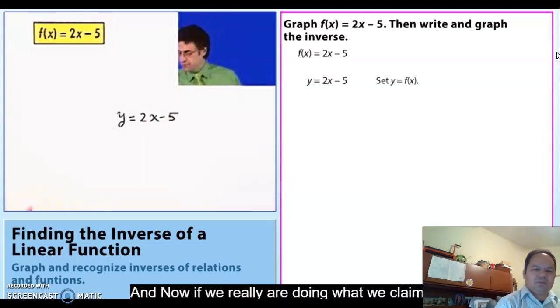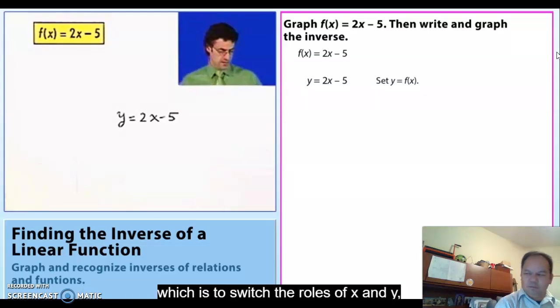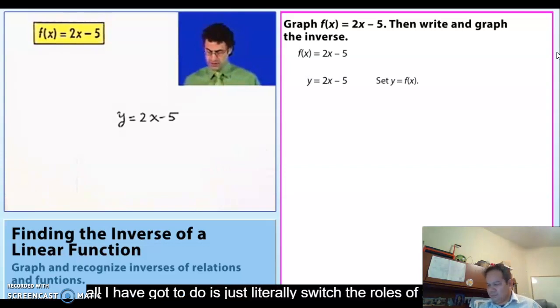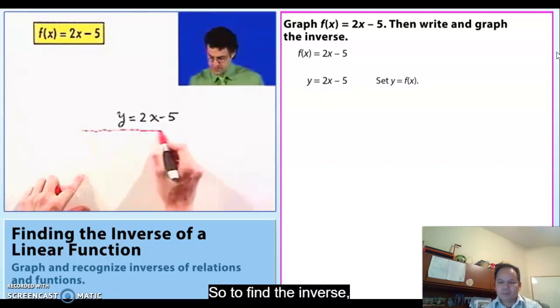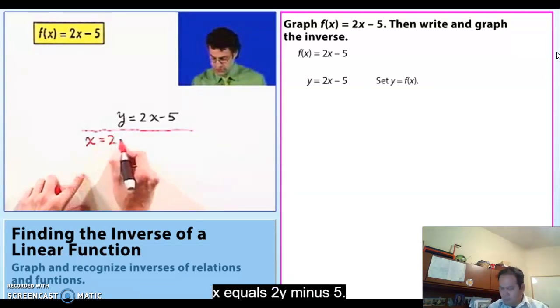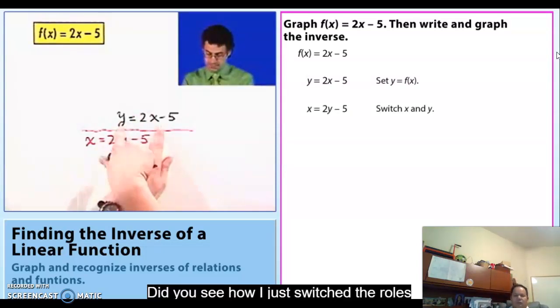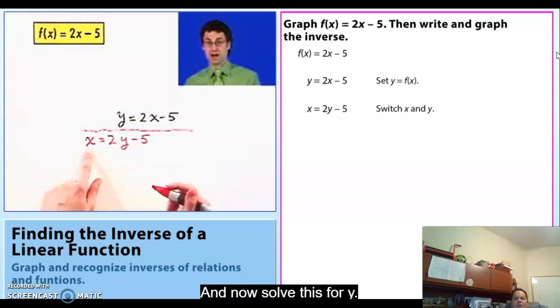Now, if we really are doing what we claim, which is to switch the roles of x and y, then to compute the inverse, all I've got to do is literally switch the roles of x and y. So to find the inverse, I now write x equals 2y minus 5. You see how I just switched the roles? And now solve this for y.